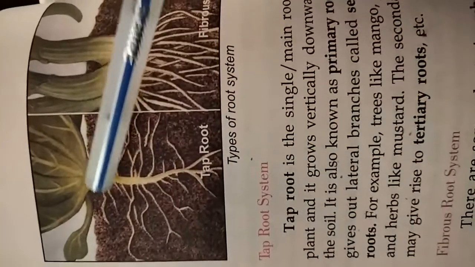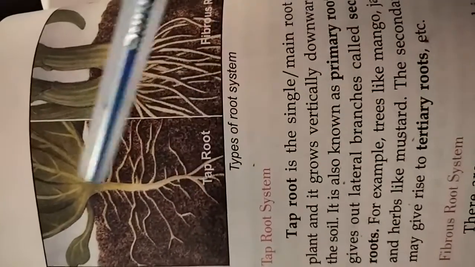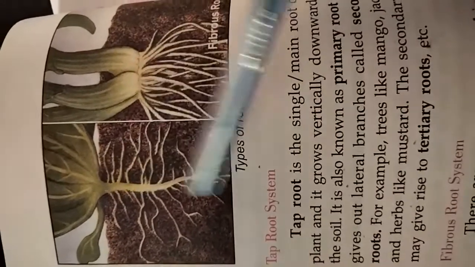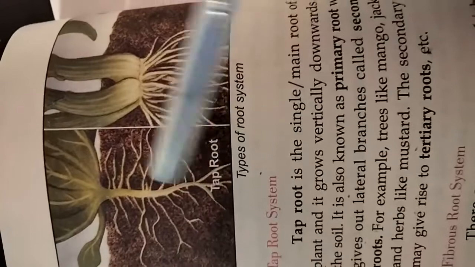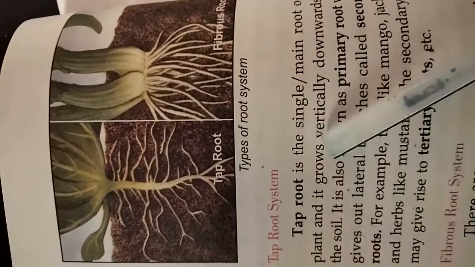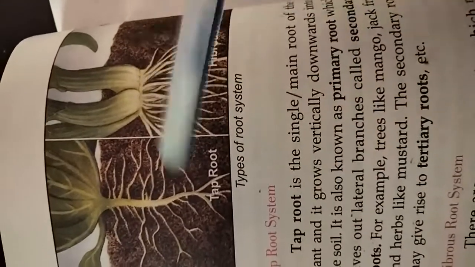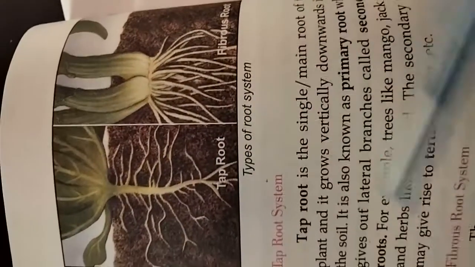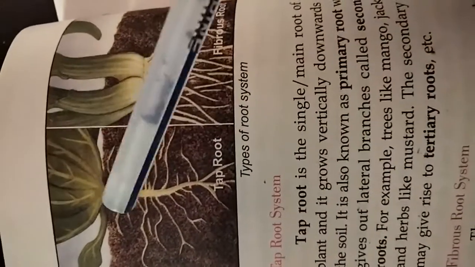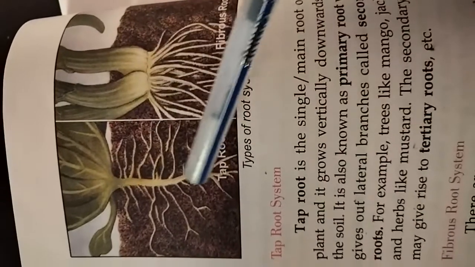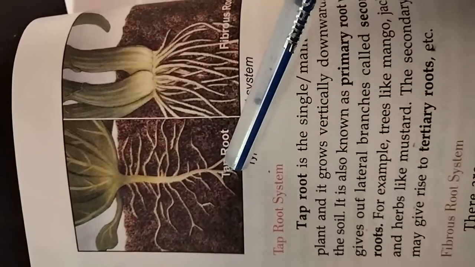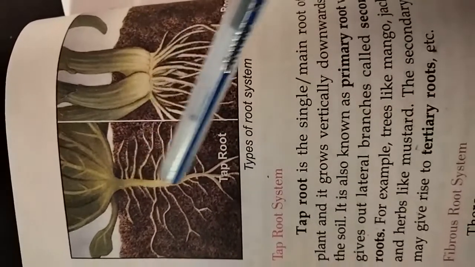Here you see a single main root. Other roots are small, but this is very important. This is the main root, single, and it grows vertically downwards, into the soil. This is the main part of the root, so this is called tap root.